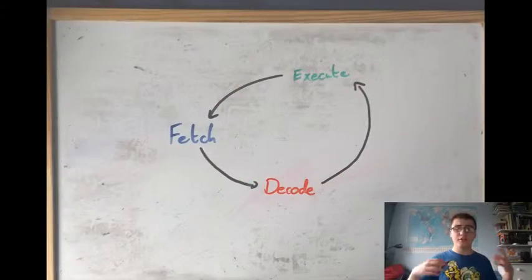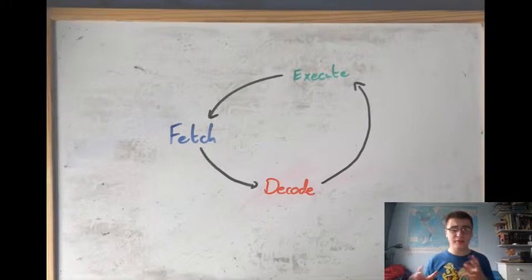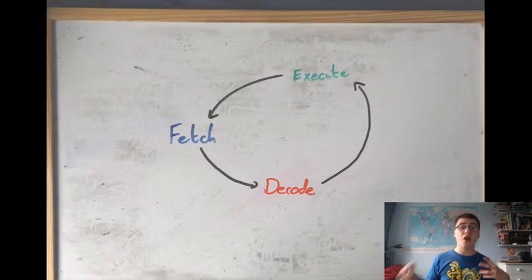So the first question on my list: what is the purpose of a CPU? Basically the purpose of a CPU is to process data, and its main function is to fetch, decode and execute information and instructions from the memory.